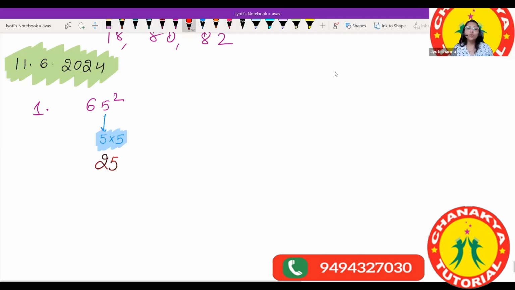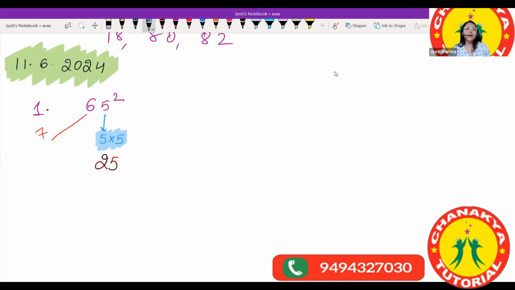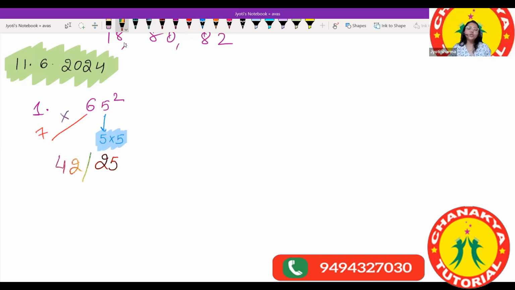Now, what is the successor of 6? 7. So you multiply 6 by 7. What is 6 sevens? 42. So you are getting your answer in two parts, and hence it is your perfect answer, 4225. That's your final answer.